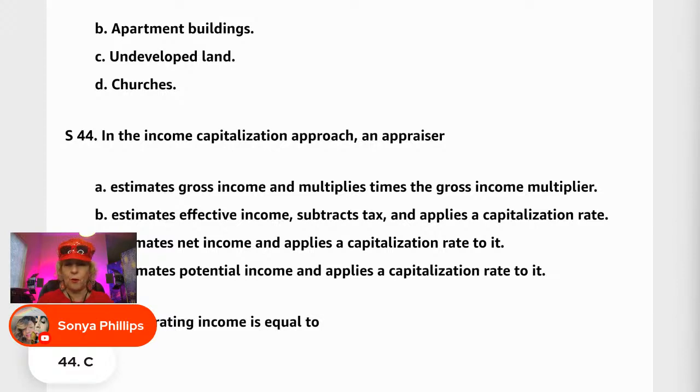Use the formula. So let me type the formula on here. Income divided by cap rate equals value. And it's the effective income.